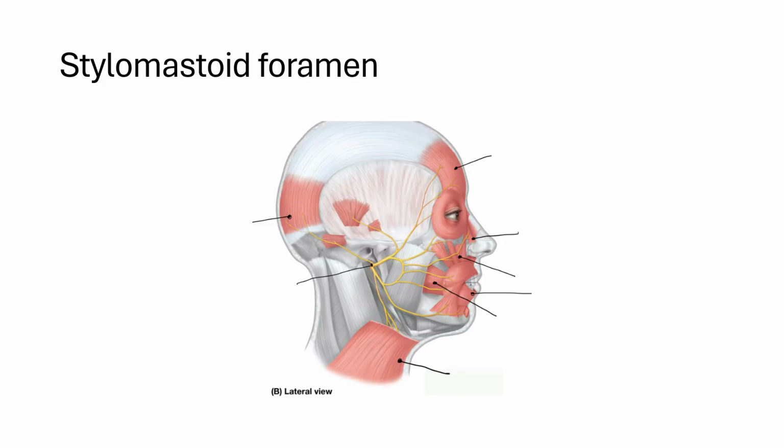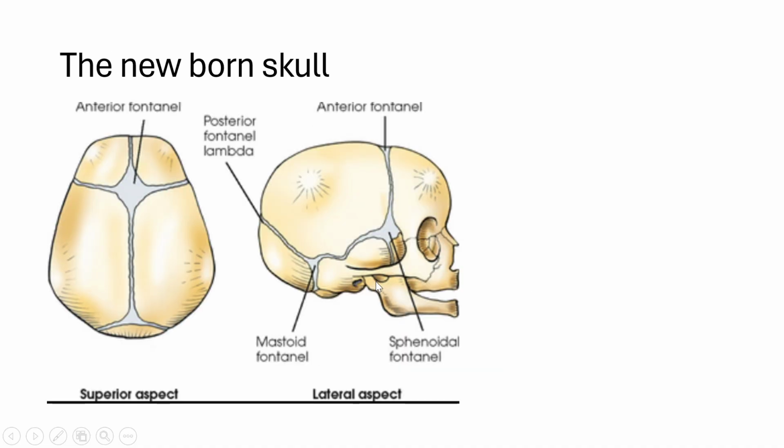Now the stylomastoid foramen gives passage to the facial nerve. When the facial nerve takes exit from the cranial cavity, it takes exit from this stylomastoid foramen between the styloid process and mastoid process, and this facial nerve and the stylomastoid branch of the posterior auricular artery pass through this foramen.